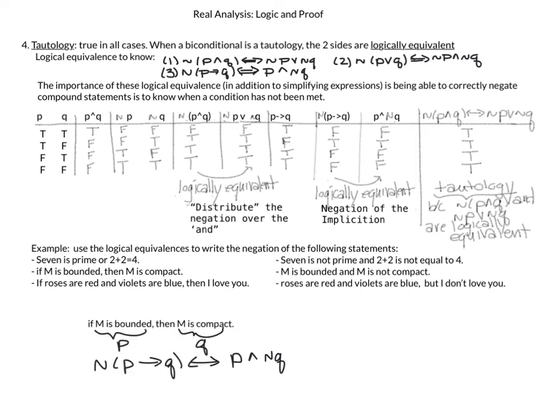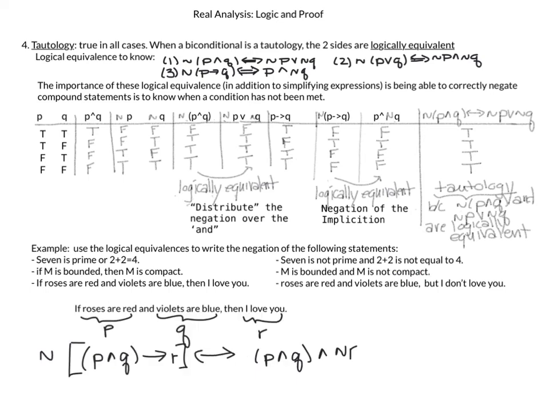Our next example, if M is bounded, then M is compact. So I take P as M is bounded, Q as M is compact, and my statement is P implies Q, and I want to negate that. So to negate that, that's this logical equivalence here, that's P and not Q. So I have P, which is M is bounded, and M is not compact.